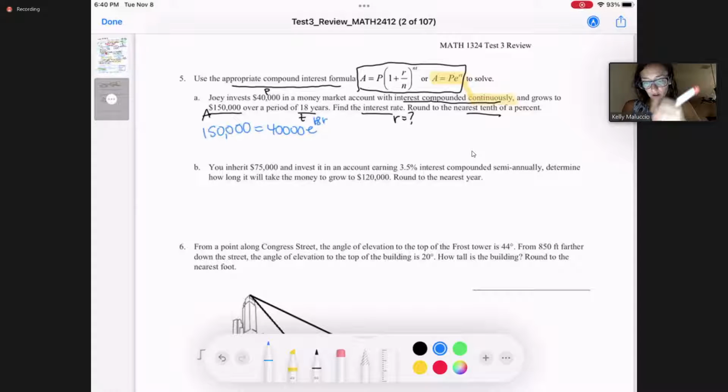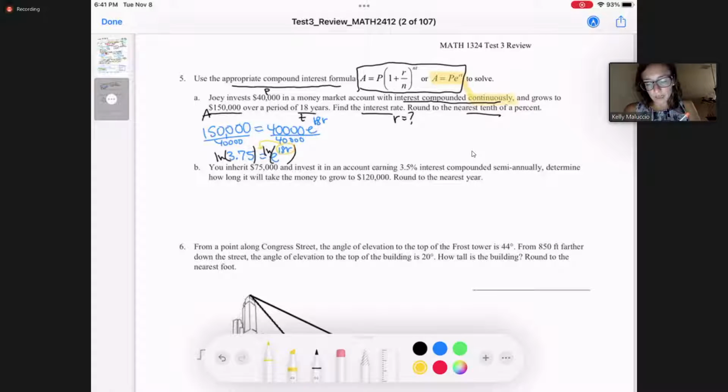Let's do 18R, right? And so the first step is we'll divide both sides by 40,000. And I think it's like 3.75, so you can just leave that as a decimal. And this is e to the 18R, right? So now we take, you could do log, but I'm going to do natural log, because it's easier in this case. So we take ln of both sides, and we bring this into the front.